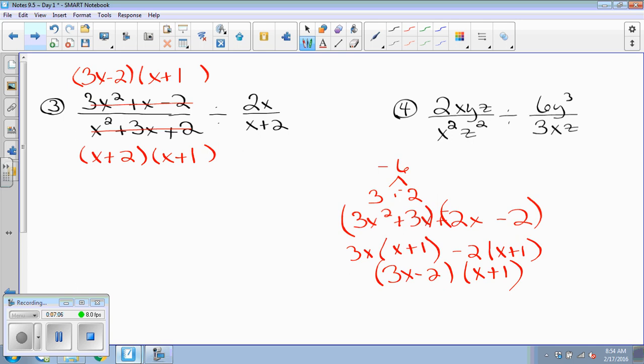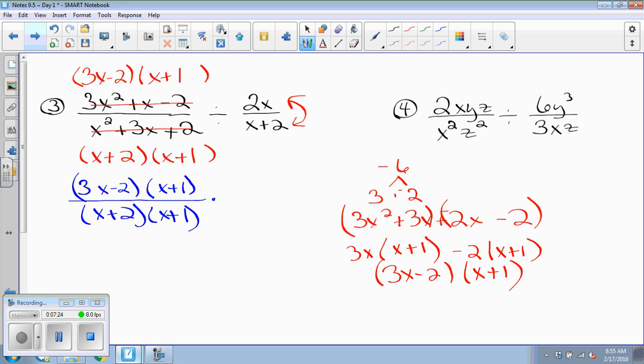Since this is division, I have to flip this second one. So let's do that now. So now I have 3x minus 2 times x plus 1 over x plus 2 times x plus 1. Instead of division, it's multiply times x plus 2 over 2x. I've factored, I've flipped, now I can start canceling.